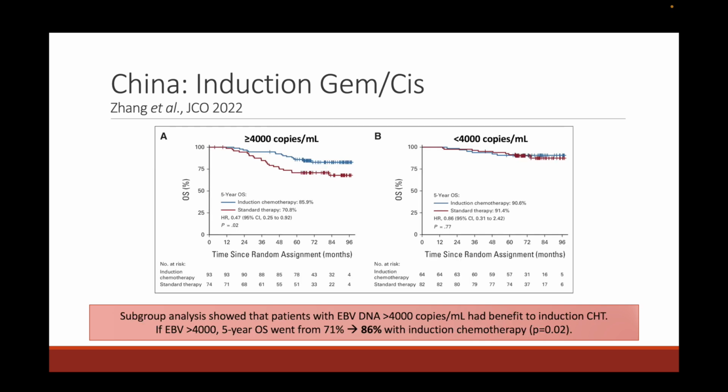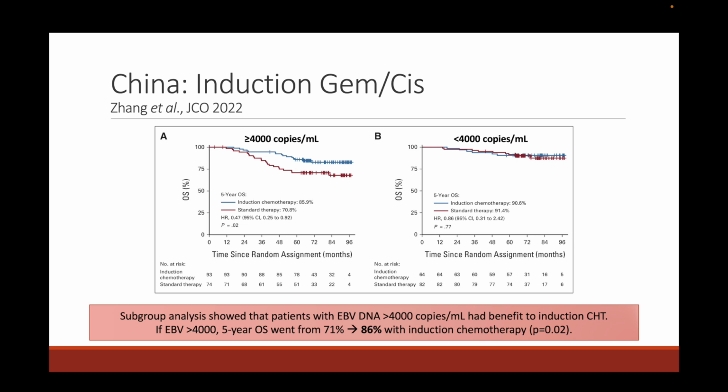The final set of curves from this trial that I'll draw your attention to is these curves separating the benefit in overall survival from induction chemotherapy based on the EBV titer. So patients that had greater than or equal to 4,000 copies per milliliter are shown in curve A, and you can see that they had a significant improvement in their 5-year overall survival if they had a high EBV DNA titer. If the EBV DNA titer was lower, if it was less than 4,000 copies per milliliter, they really did not see an improvement with the addition of induction chemotherapy.